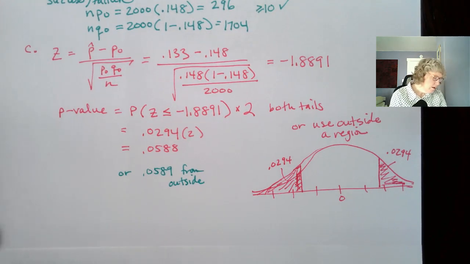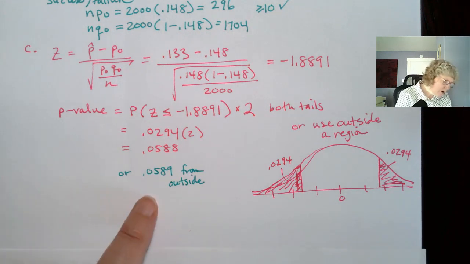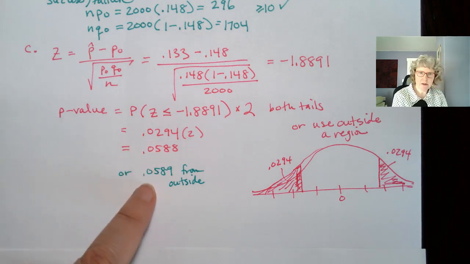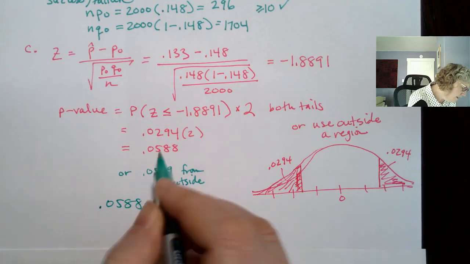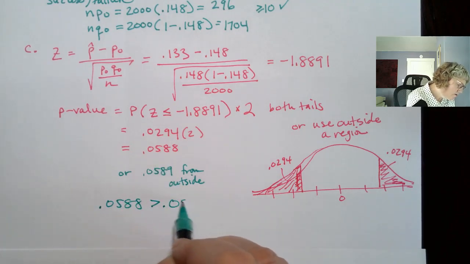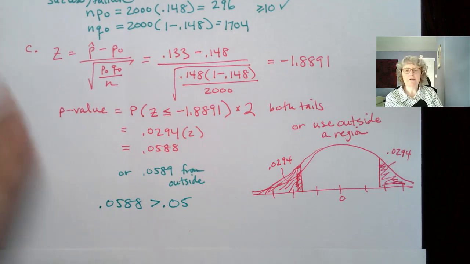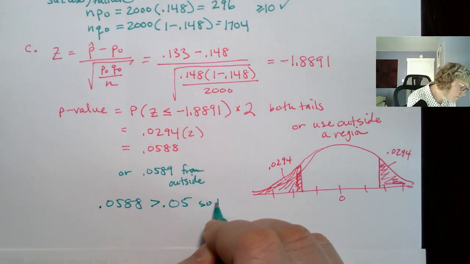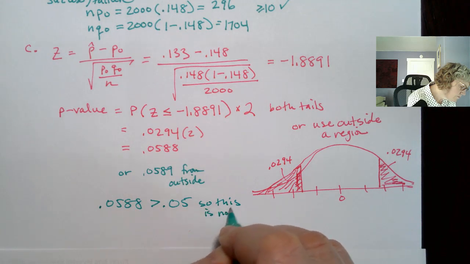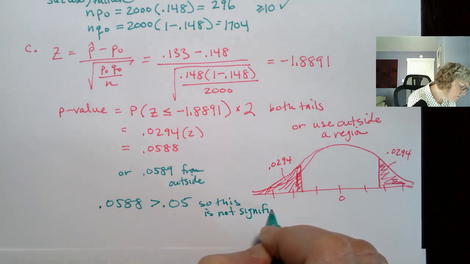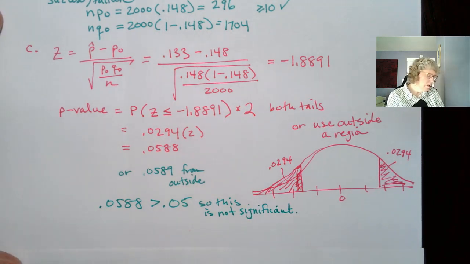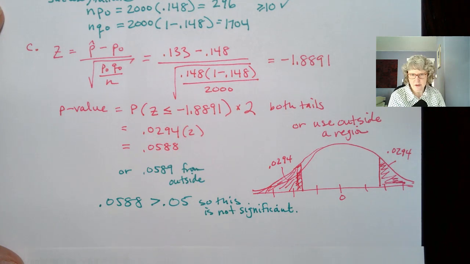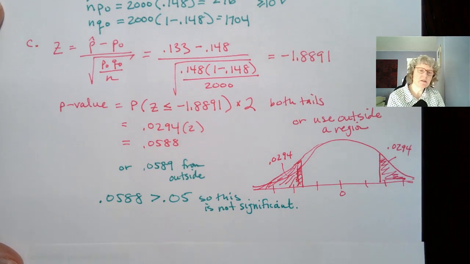Okay, so let's do our conclusion now. So we've got our p-value. We need to compare it with alpha. So how does this compare? Either way, these are going to be the same result, right? So 0.0588, I'll just stick with that one. That is greater than 0.05, right? So this is not significant. Okay, so we are not going to reject the null. Okay, we don't have significant evidence.